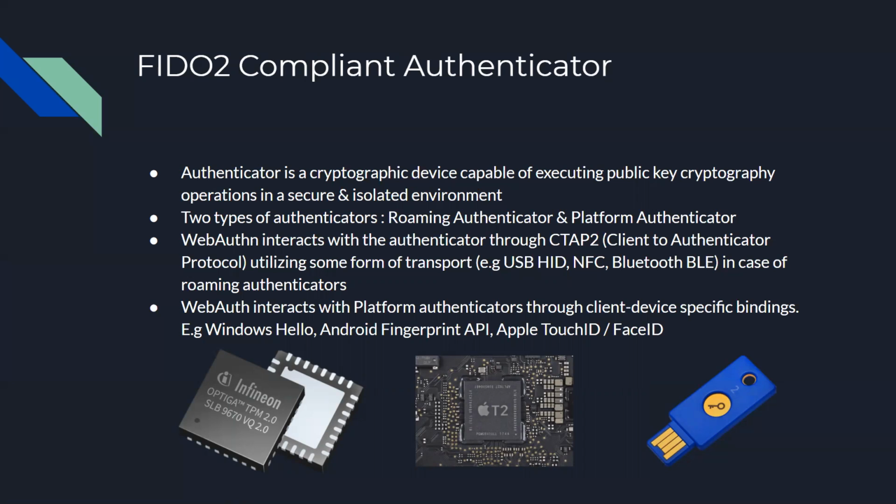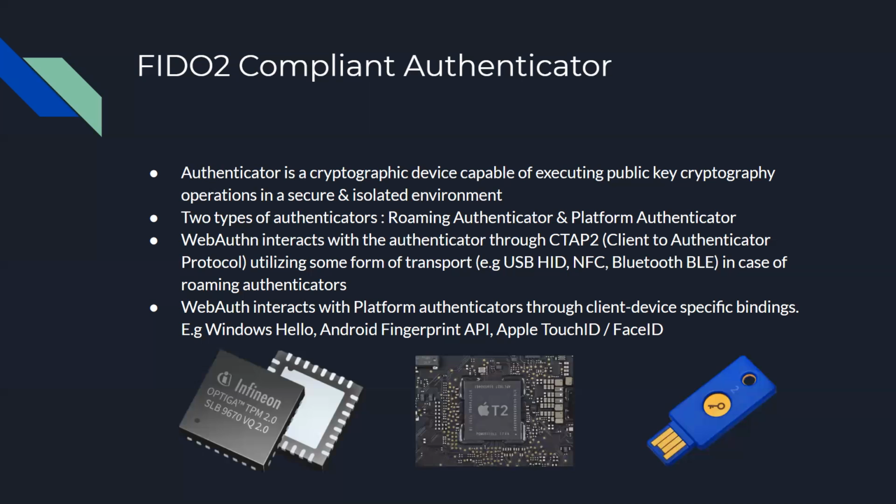So if it provides such an environment, it can qualify as an authenticator. There are two types of authenticators: roaming authenticator and platform authenticator. WebAuthn interacts with the authenticator through CTAP2, like I said earlier, and the underlying transport, like the actual interaction with the device, can happen over USB, NFC or near field communications, Bluetooth, BLE, that is Bluetooth Low Energy, and this is in case of roaming authenticators. Platform authenticators, on the other hand, WebAuthn interacts with them using the device-specific bindings.